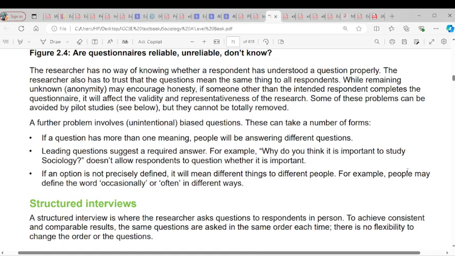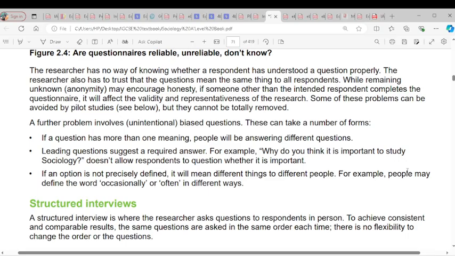So is our questionnaire reliable, unreliable, or don't know? The point is, because they are questionnaires, the researcher doesn't have the opportunity to know who responded to those questions. So it's difficult to understand, but let's read it anyway.